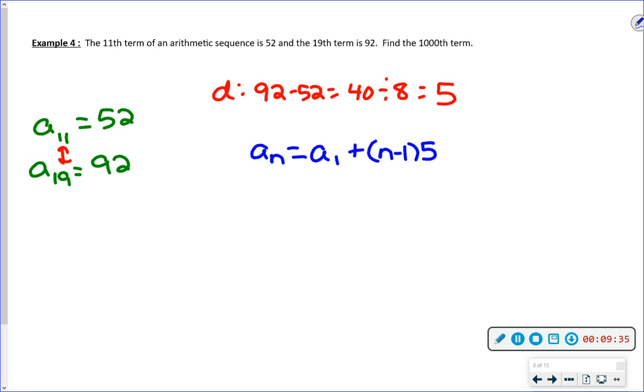So what I'm going to do here, I'm going to pick the smaller number. It doesn't really matter which one you use. Meaning I'm going to pick A11. I'm going to work off this one just because it's smaller, you can use either. So I'm going to put an 11 in here for n. So I know my 11th term is 52. Okay, well I can go through that and now solve for the first term. 10 times 5 is 50. What's your first term? 10 times 5 is 50. 2.